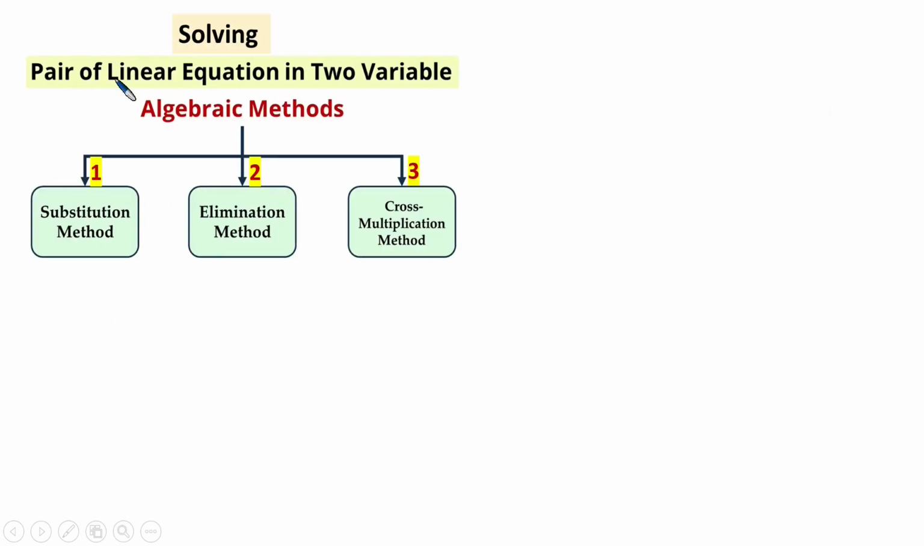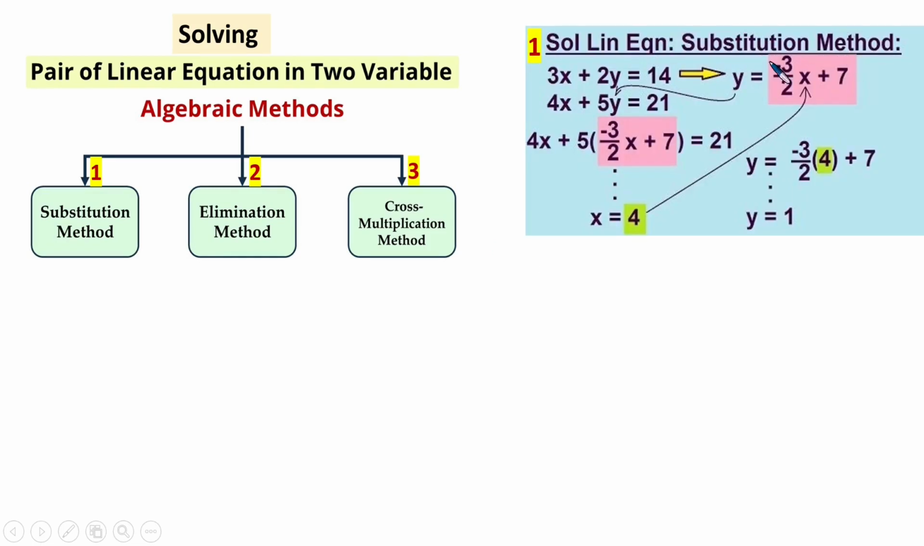Now, solving a pair of linear equations in two variables. There are three algebraic methods. One is the substitution method, which we have done. Then there is the elimination method and the cross multiplication method. Now let us discuss the substitution method.